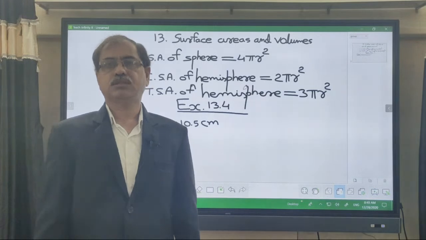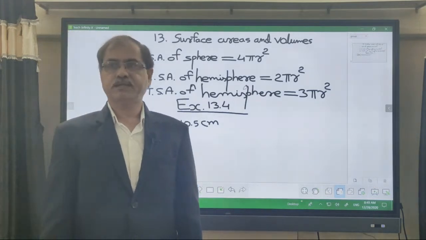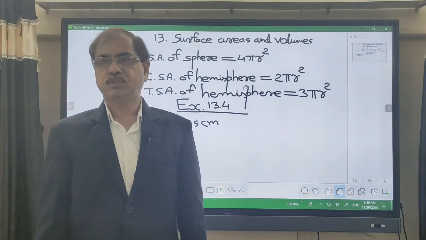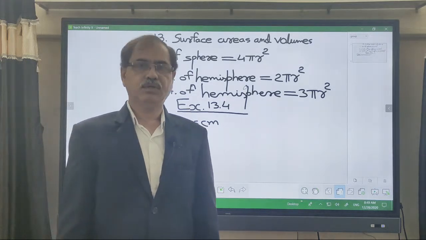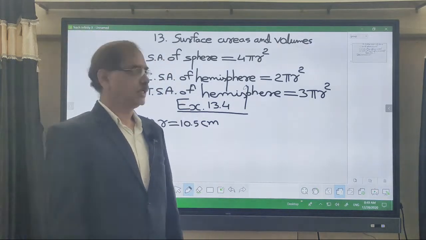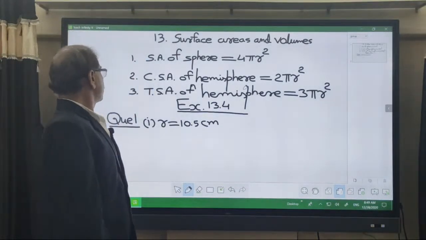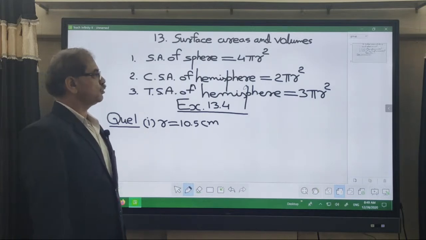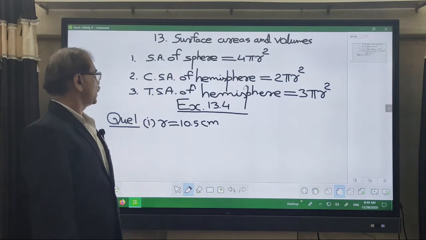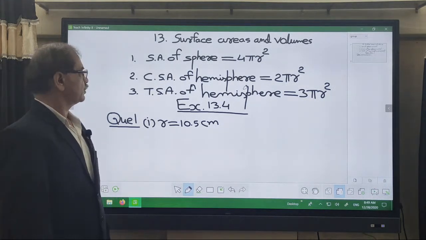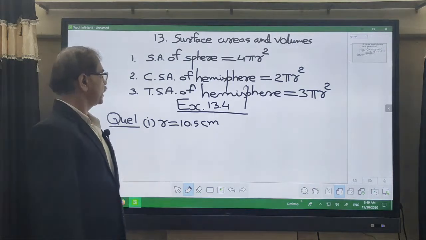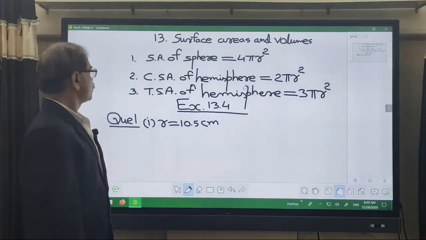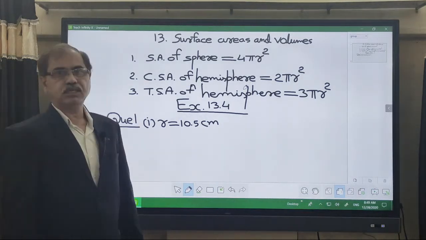As we have cut the sphere into 2 equal half parts, that shape we call hemisphere. And we do come across objects which have a hemispherical shape in our day-to-day life, so we would like to find out the surface area for that also. So the second formula which you see here is: curved surface area of hemisphere is equal to 2 pi r square. And if this hemisphere has a lid, in that case sometimes we need to find the total surface area. So the formula for total surface area of hemisphere is 3 pi r square.